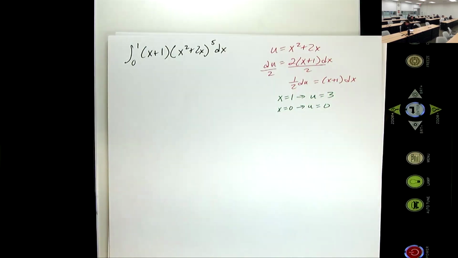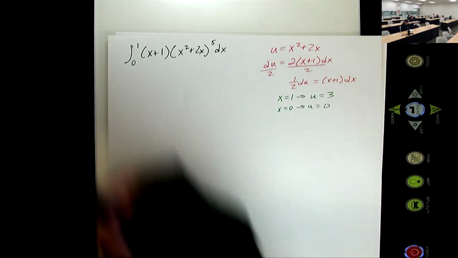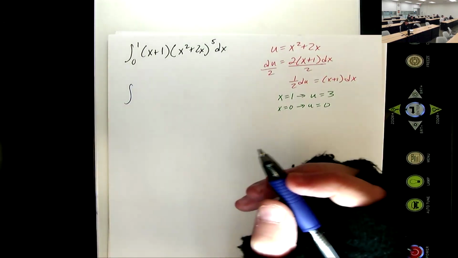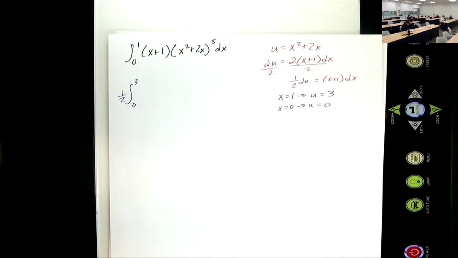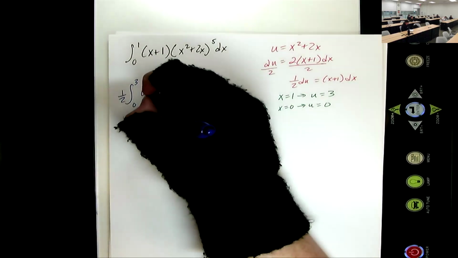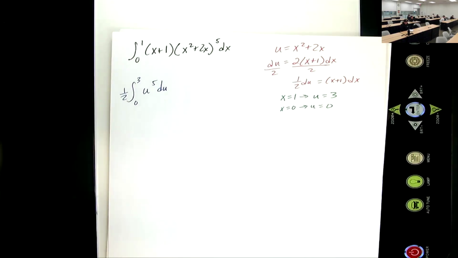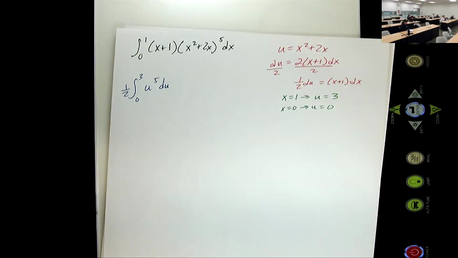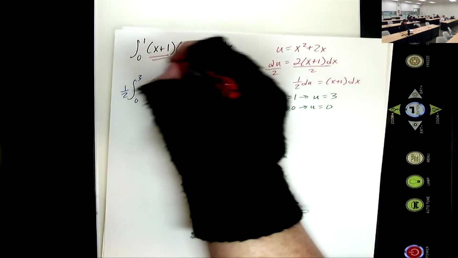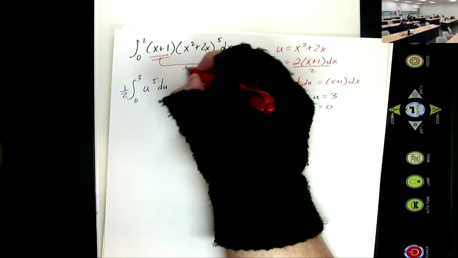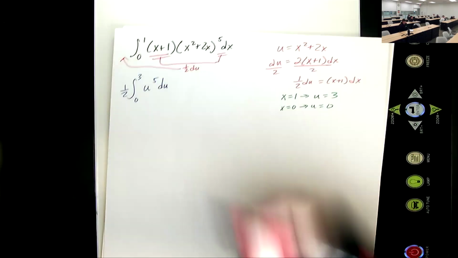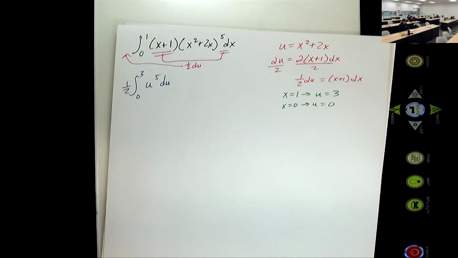Alright, so what's my new interval look like? I wrote it out as half before the integral and then 0 to 3, and then u to the 5th du. Okay, let's pause. Everyone get the same thing? So he used this for his du, 1/2 du, and he just moved the 1/2 out front. Looks legit to me. Alright, keep going, Jake. Take me home on this.